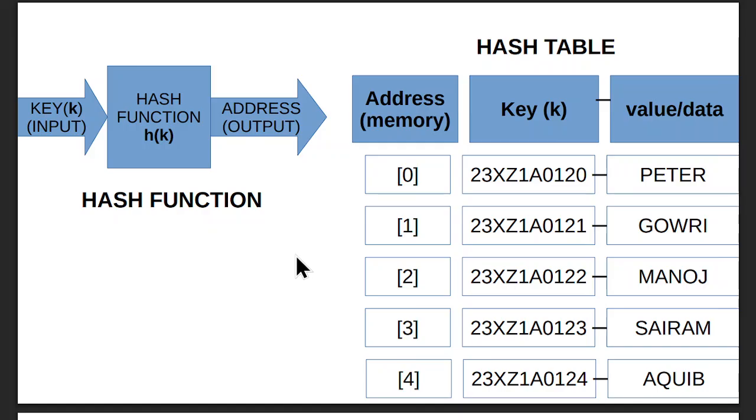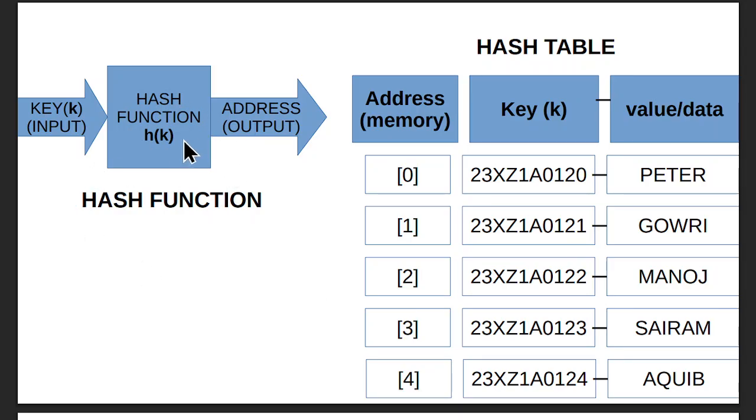So here are some students. We have a hash table. Its size is 5 because there are 5 rows, and the key value is basically the roll number or the hall ticket number associated with the student, and the value is basically the name of the student and other information pertaining to their degree and requirements at that particular college.